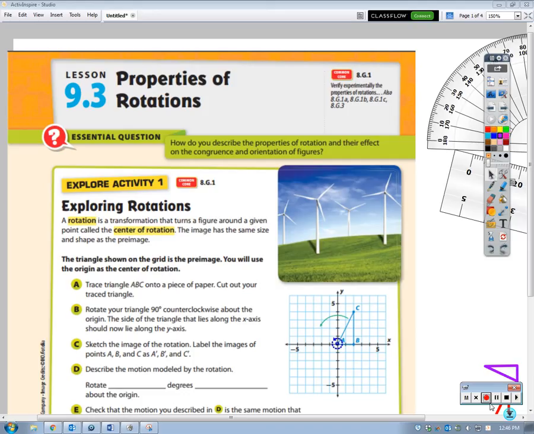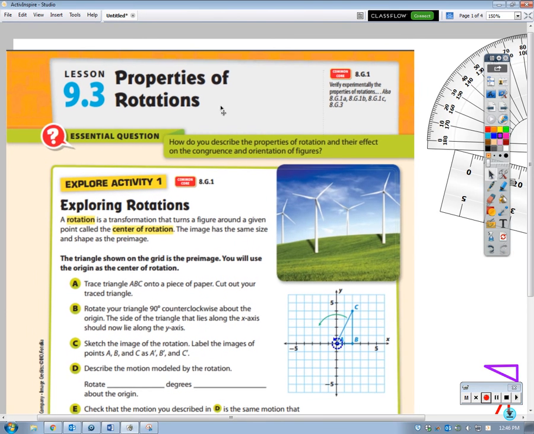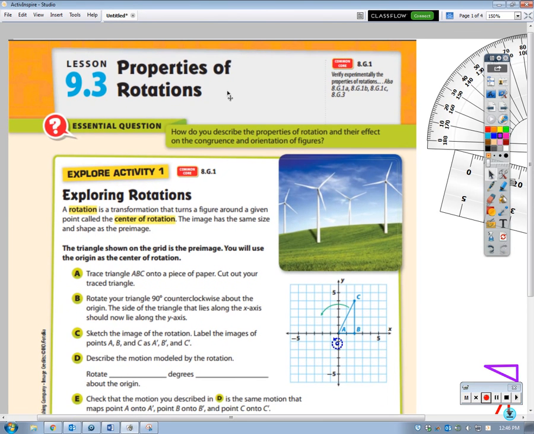Before we get into our Explore activities, let's take a look at our essential question. How do you describe the properties of rotation and their effects on congruence and orientation of a figure? Now remember, congruence has to do with size and shape. And when two figures are congruent, they have the same size and shape.